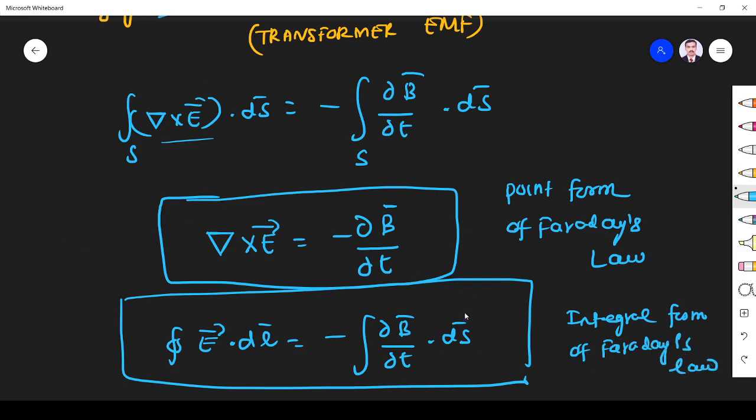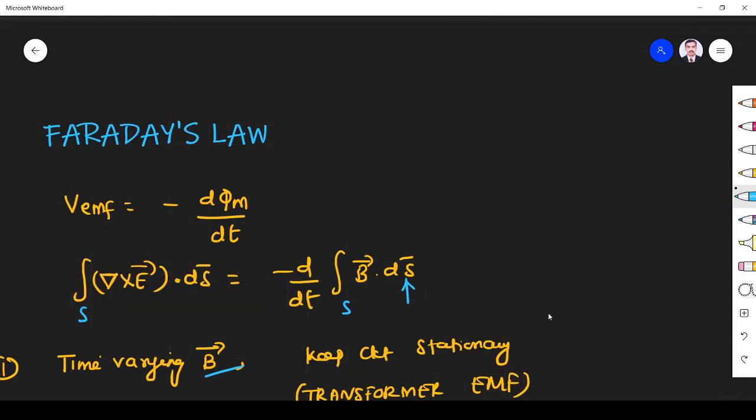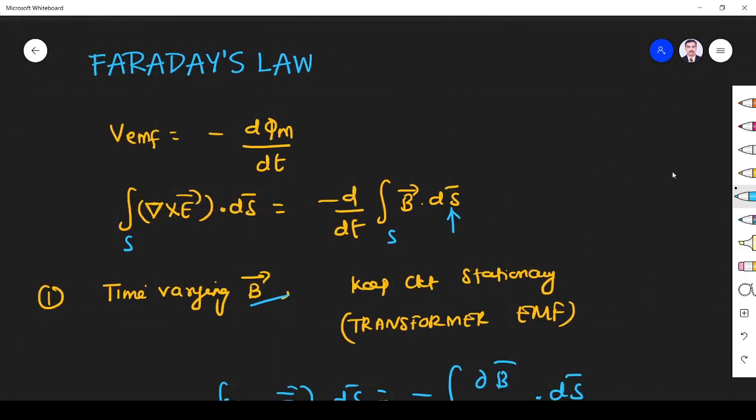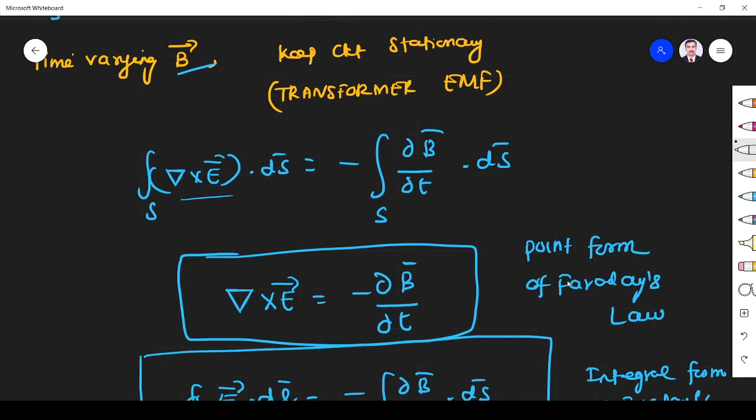So how did I derive this? As per Stokes theorem, the surface integral of del cross E dot ds is equal to the closed integral of E dot dl. This is Stokes theorem, which we have studied already in the introduction session. Here I am going to vary only B, so d by dt will become dou B by dou t. Clear? In this way, the closed integral of E dot dl becomes minus the integral of dou B by dou t dot ds.